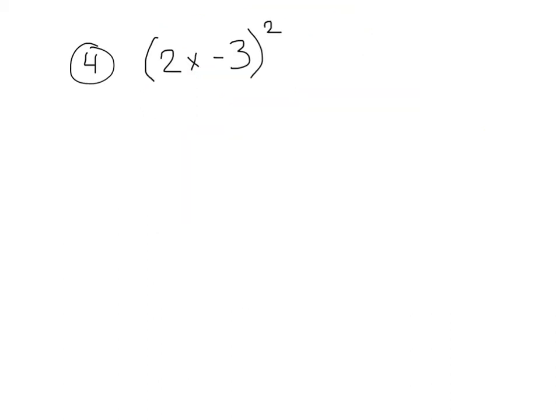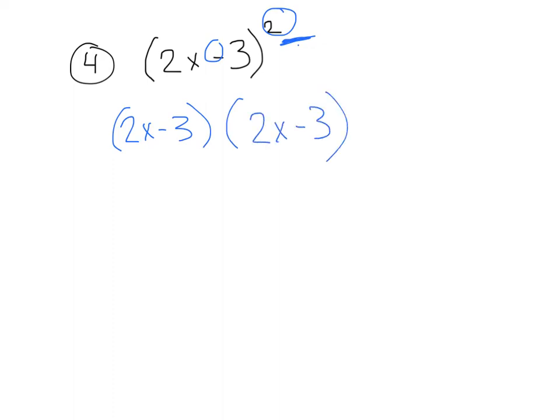For ones where we have an outside exponent, so we have this 2 out here, this is for if there's addition or subtraction in the parentheses, so we have a subtraction sign right here. We are not going to distribute this exponent. This exponent means we're going to have 2x minus 3 two times, because our exponent's 2. So we're going to take it 2 times and multiply them together. Now we have a problem that we've seen. These are like the ones we've been doing.